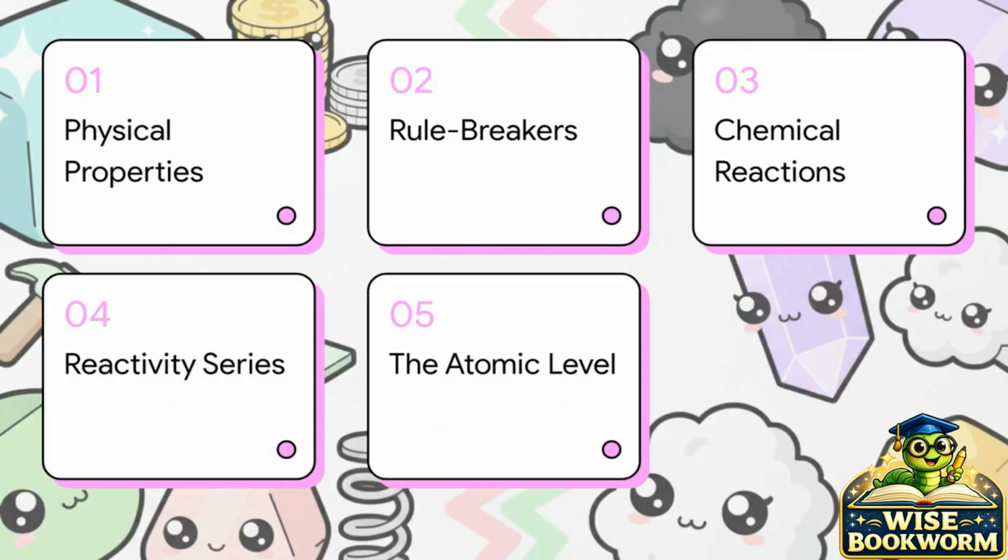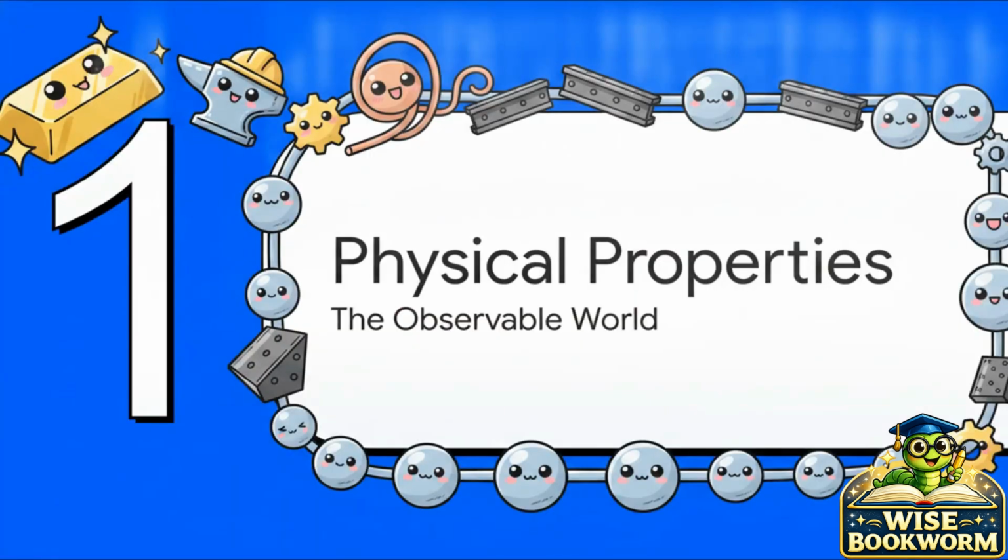We're going to cover 1. Physical properties explained, 2. Exceptions to the rules, 3. Chemical reactions of metals, 4. The reactivity series, and finally, 5. Exploring the atomic level. Starting off with Section 1, Physical Properties Explained, or the Observable World.